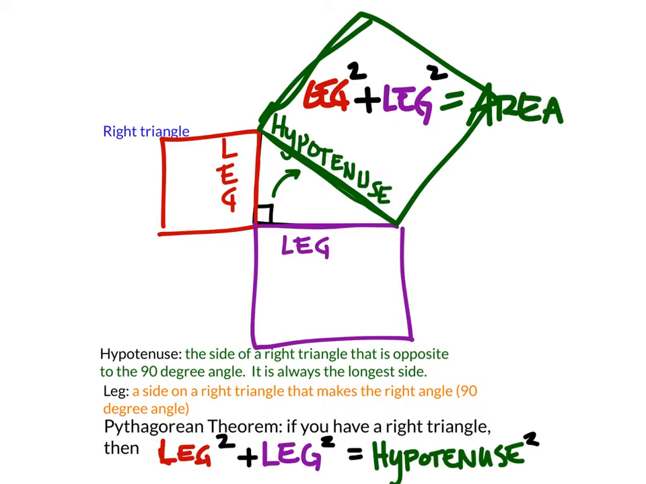Well, if I wanted the length of that hypotenuse, then I'm just going to take that green area and square root it. So this is kind of an informal proof, which we did go over with some examples.